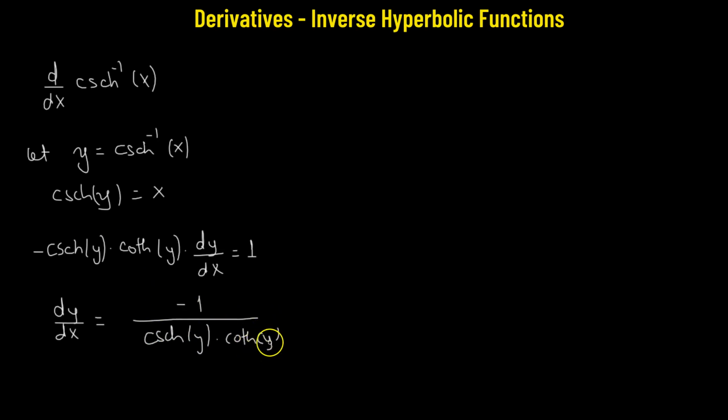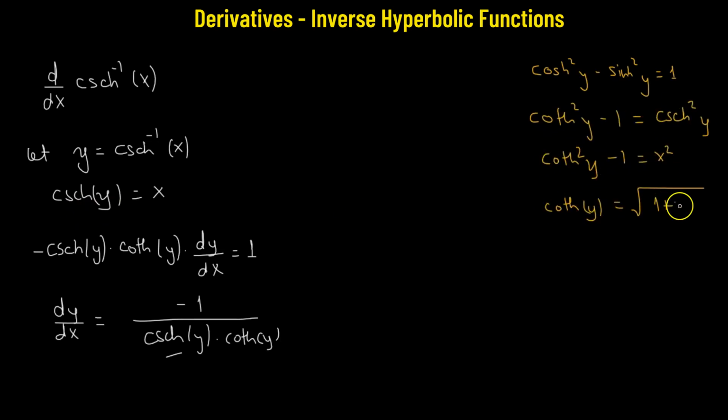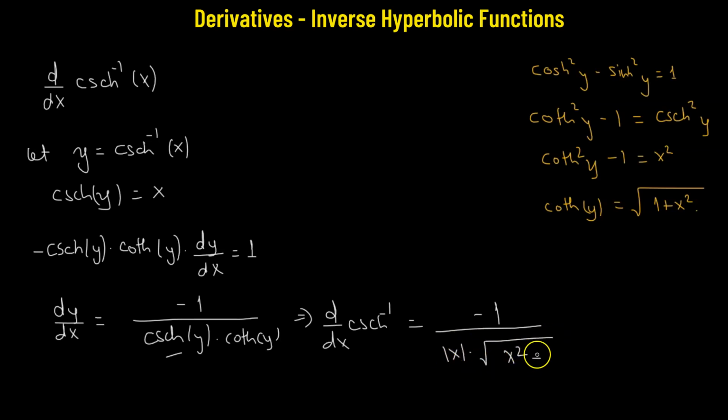So we have a value for cosec hyperbolic y, so this will get replaced with x. Now we'll need to find out cot hyperbolic y. So that means the derivative of the inverse hyperbolic cosec function will be equal to negative 1 divided by the absolute value of x multiplied by the square root of x squared plus 1.